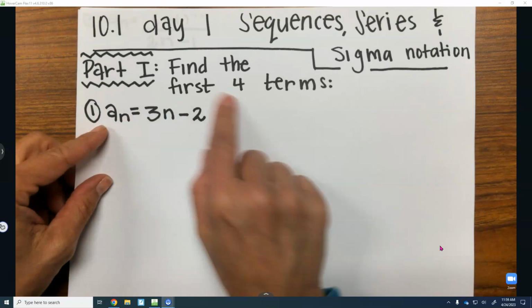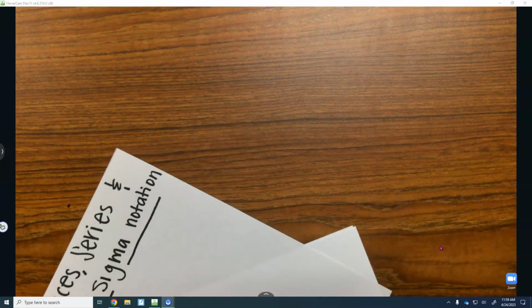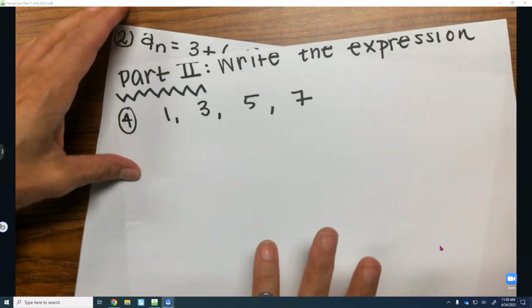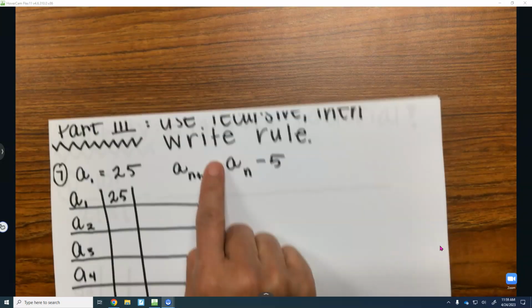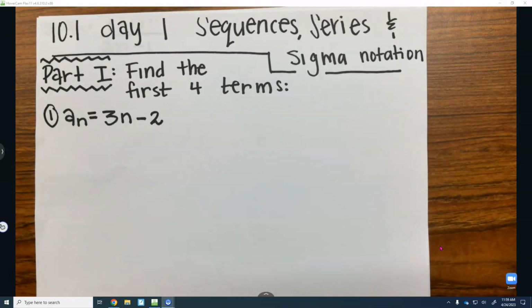Part 1, we're going to find the first 4 terms of the sequence. And then part 2 is going to be when the sequence is given and we have to write the rule. Then we're going to take a look at recursive properties. Then we're going to talk about factorial. And factorial is truly just an exercise in simplifying a fraction. All right, so here we go. Part 1.